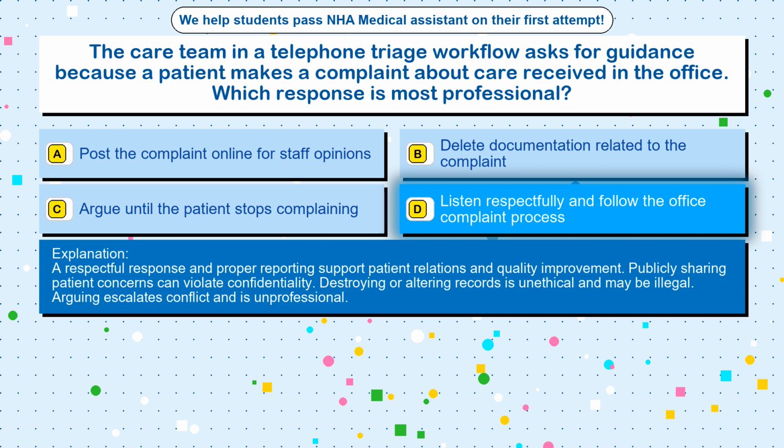A respectful response and proper reporting support patient relations and quality improvement. Publicly sharing patient concerns can violate confidentiality. Destroying or altering records is unethical and may be illegal. Arguing escalates conflict and is unprofessional.